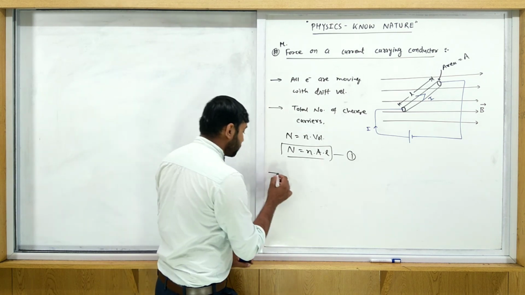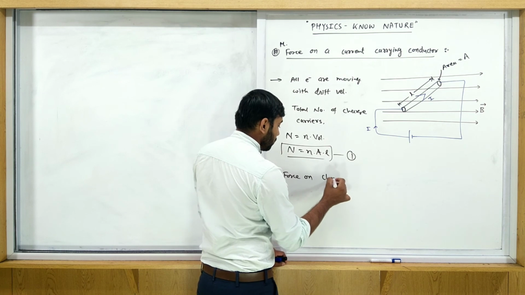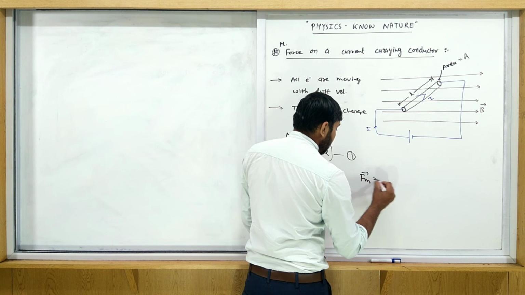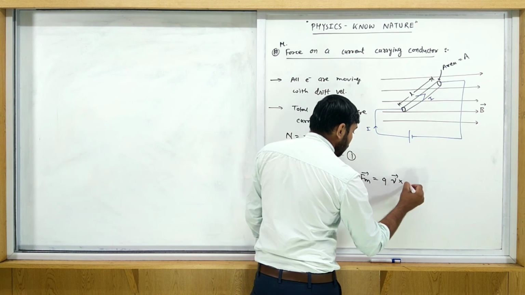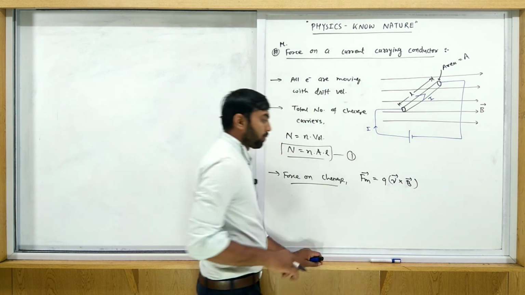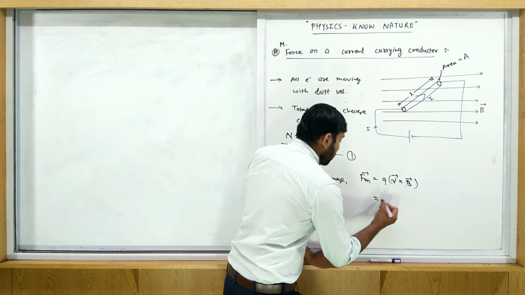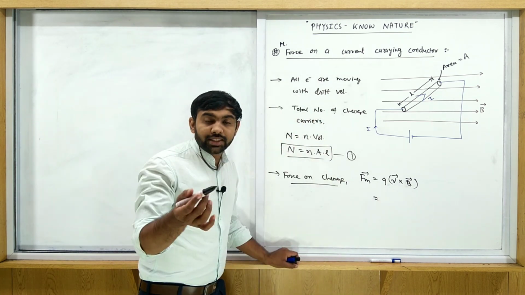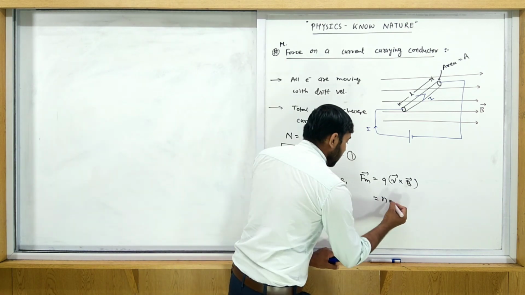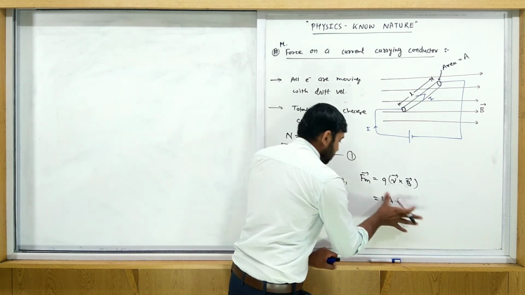So what is the force on the charge? It is given by Fm is equal to q V cross B. This is the original equation. Now we put all the values here. What is the total q? Total q is the total number of charge carriers multiplied by e. The total number of charge carriers is n into A into L, so nAL.